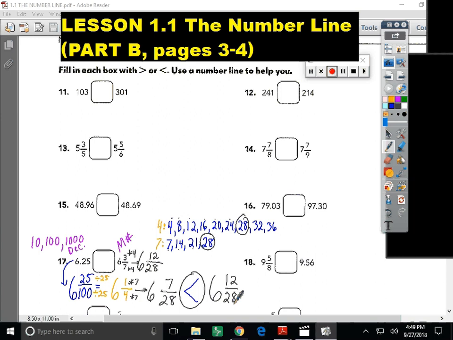I want you to try the same strategy with number 18. If you notice this denominator, it has an 8. That doesn't seem terribly friendly when it comes to decimals. So here we go again. I think we're going to do a rewrite step.